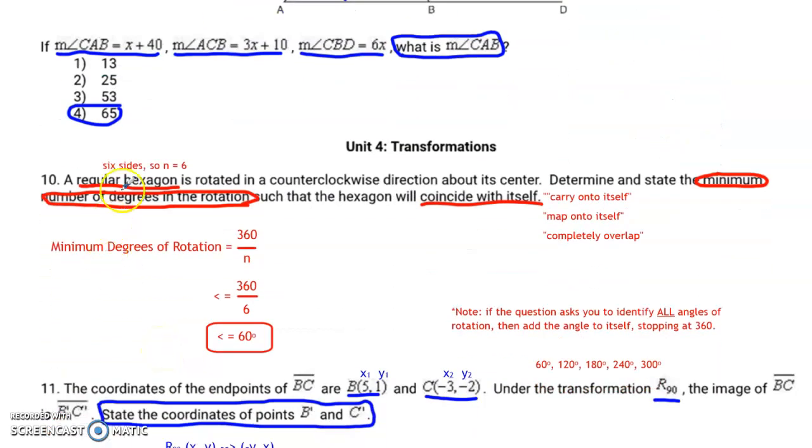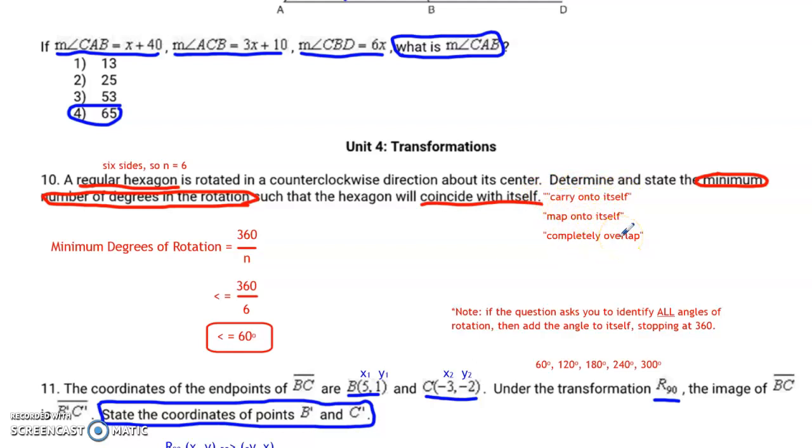For question number 10, it is a minimum degree of rotation question, also known as a minimum angle of rotation question. It tells me a regular hexagon with n equals 6, that means 6 sides, is rotated in a counterclockwise direction. If I'm rotating in a counterclockwise direction, that means I'm looking for the minimum number of degrees of rotation so it will coincide with itself. Coincide with itself is the same as carry onto itself. It's the same as map onto itself. It's the same as completely overlap.